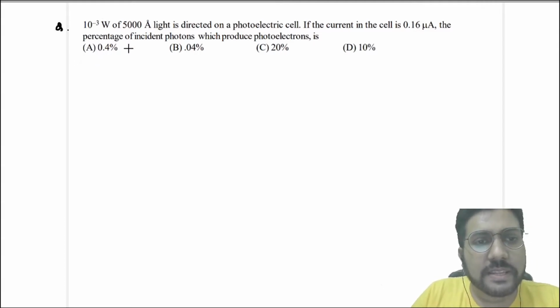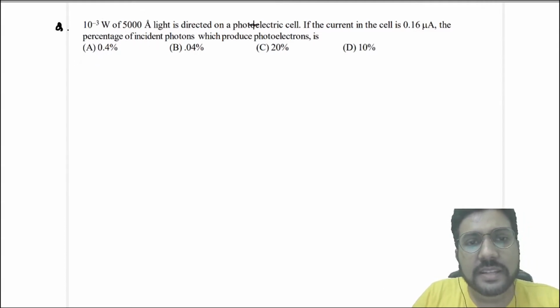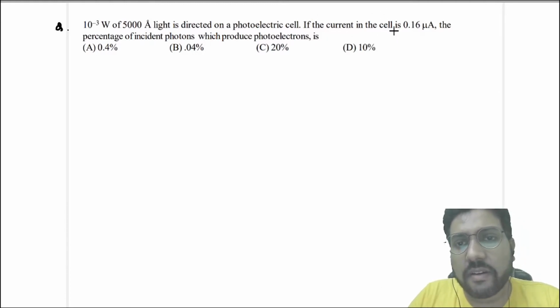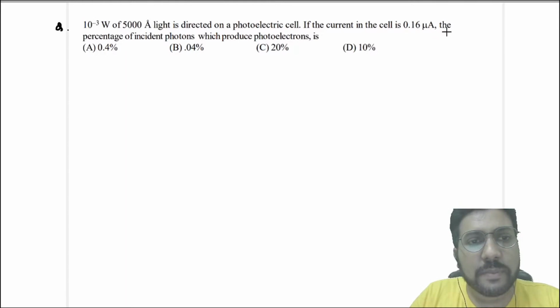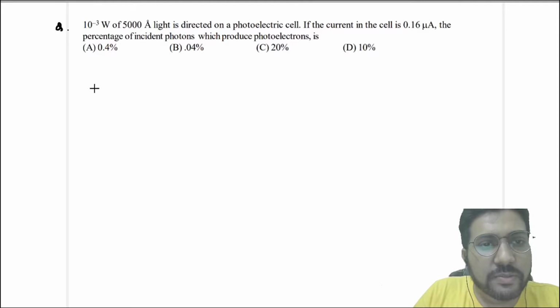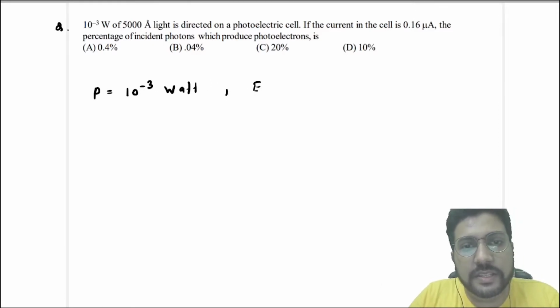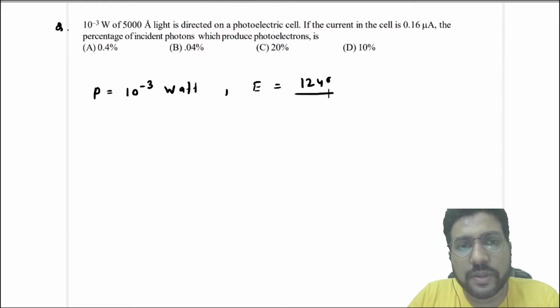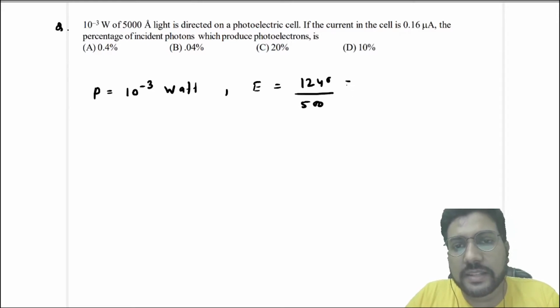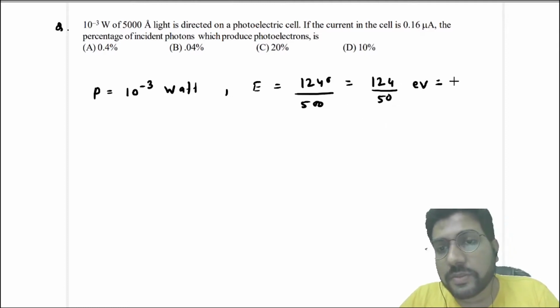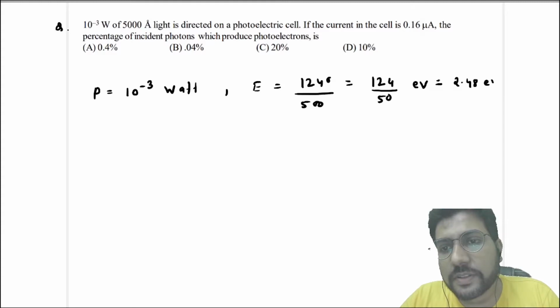10 raised to power minus 3 watt of 500 nanometer light is directed on a photoelectric cell and the current in the cell is 0.16 microampere. Then the percentage of incident photons which produce photoelectrons is? So they have given you the power and you need the energy. E is equal to hc by lambda, that is 1240 divided by 500, or 124 divided by 50 electron volt, that is equal to 2.48 electron volt.